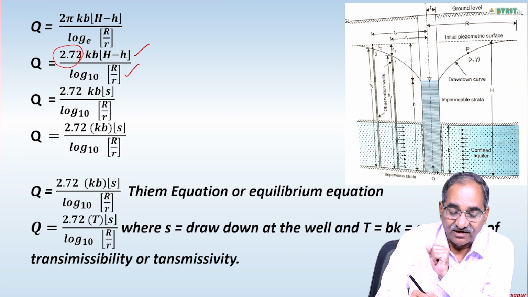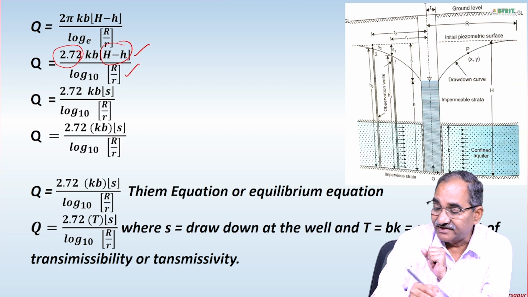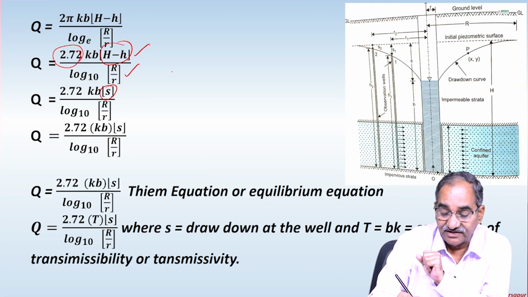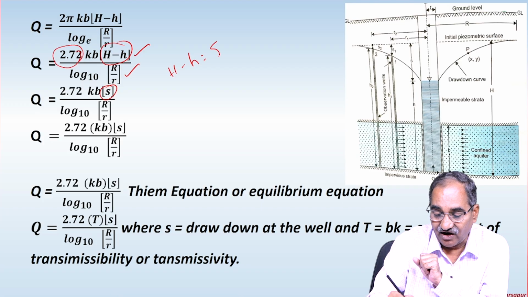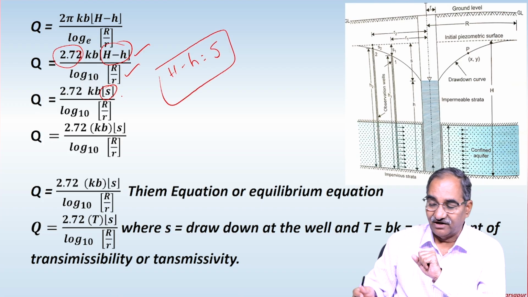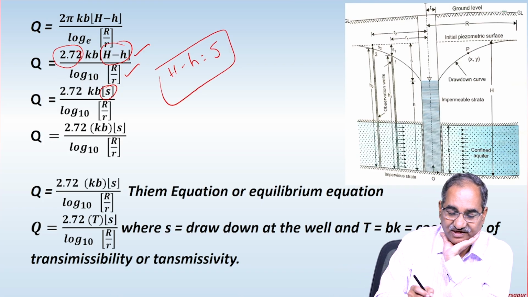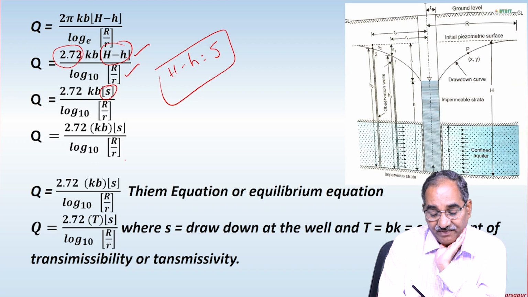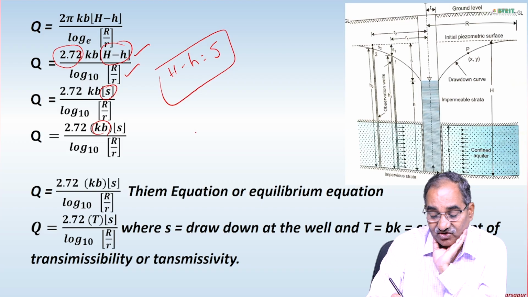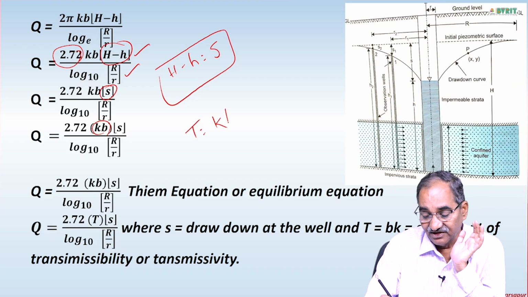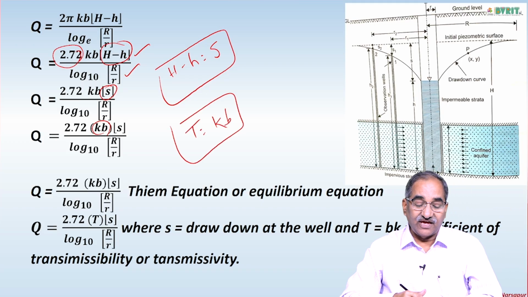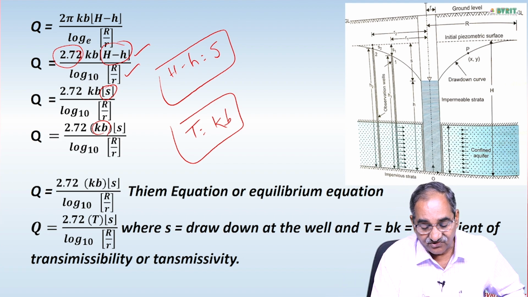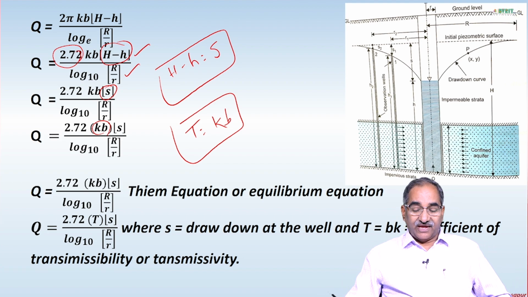And now, what is H minus h? If you see, H minus h is nothing but s. So that's why H minus h is equal to drawdown. So that's what I have put here. You can see the figure and confirm. Then what I have done, 2.72 kb into s divided by log r by r base 10. This kb is also called transmissibility. So instead of kb you can substitute T. So thereby you get 2.72 T s divided by log r by r base 10.